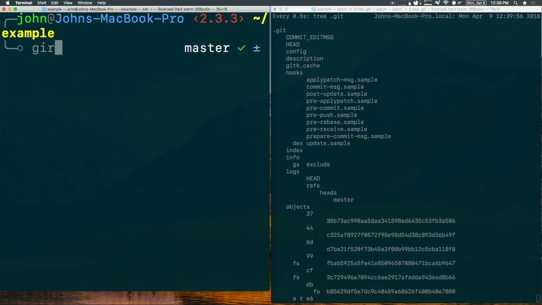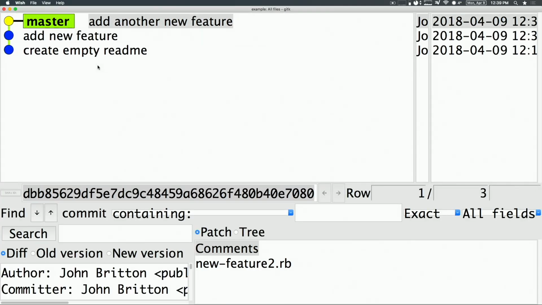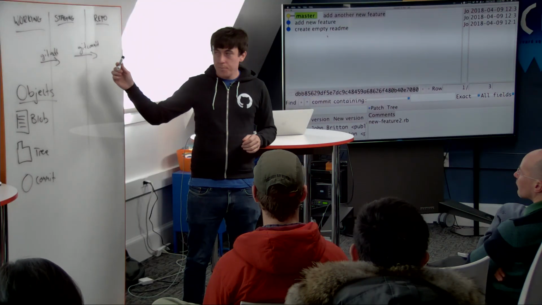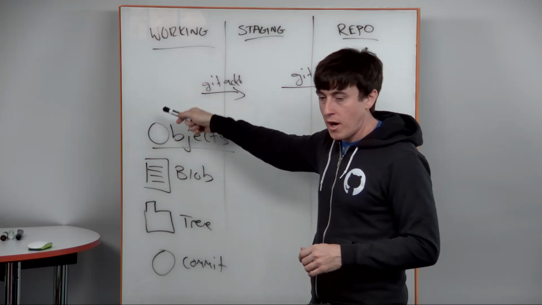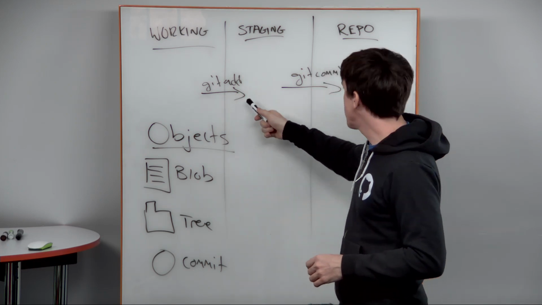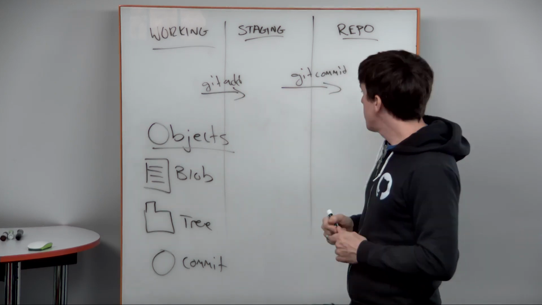So git k. Now we have another commit. Our pointer points to that. I'm going to draw this on the board also. So far, we've only gone in one direction. You take stuff that's in your working area, you put it into staging, your rough draft, and then you save that as a snapshot into your repo. So we've got something like this.